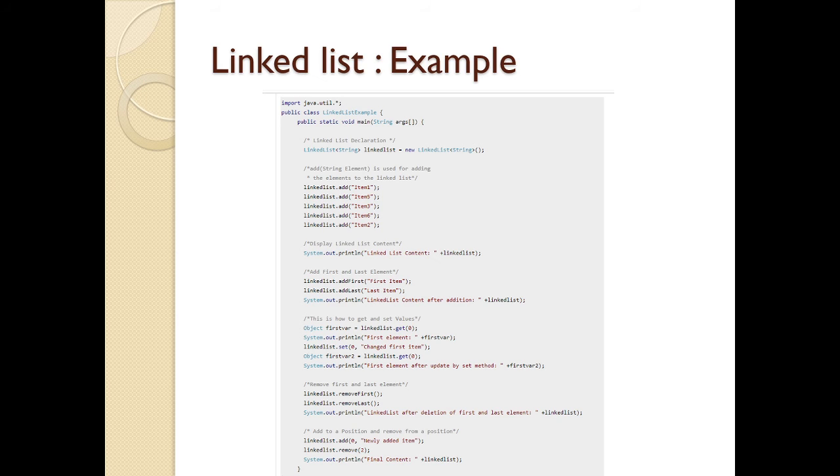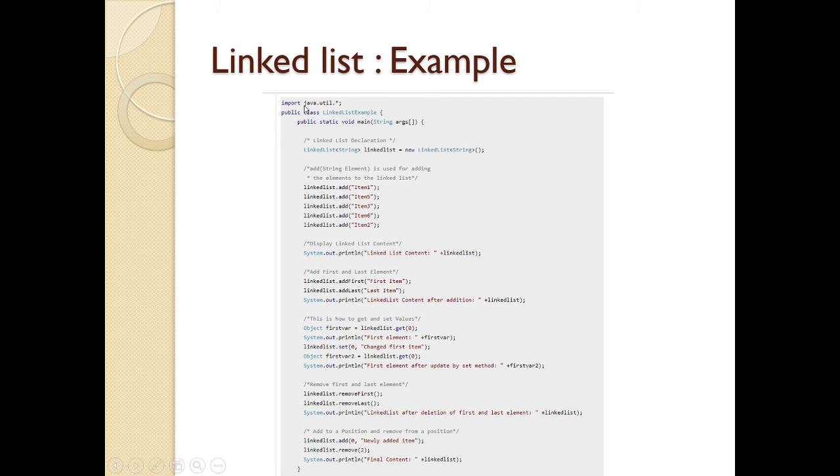Now once we are done with the methods, we come to this example. This example implements some of the methods which we have covered, called add first and add last, then how you retrieve the first element, then how you set the index number and the new value in the linked list, and then you retrieve the values.